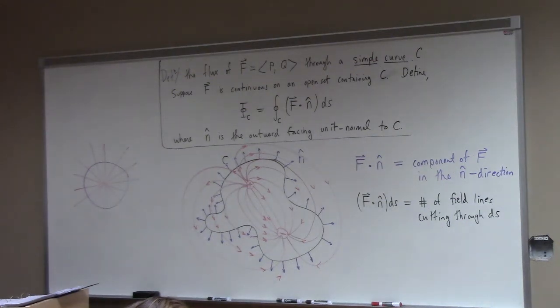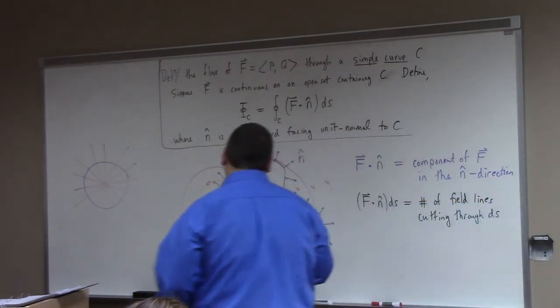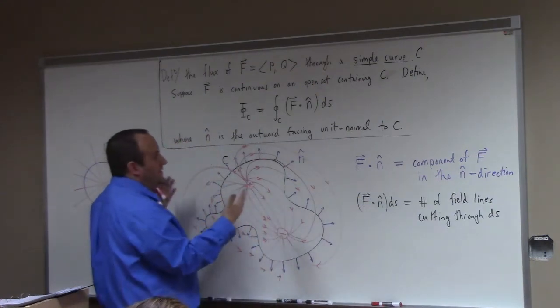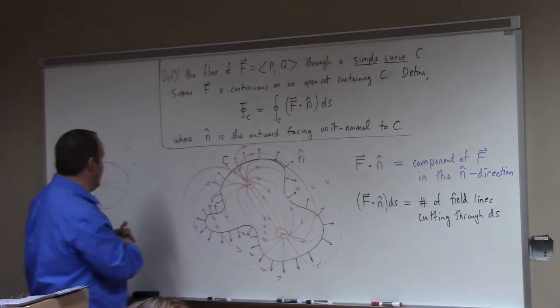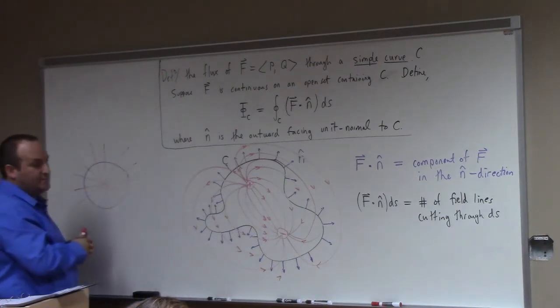What system of units do you choose? How much is each line worth in your picture? All right, anyway. But anyways, so this is the idea. Flux is the number of field lines that are really cutting through the curve. If it goes tangential, it doesn't count. Here it counts completely. All right.